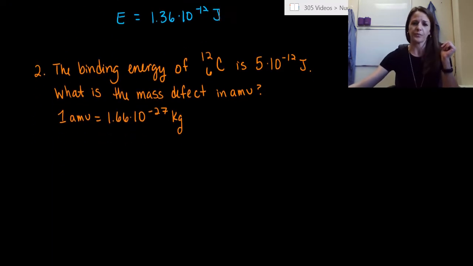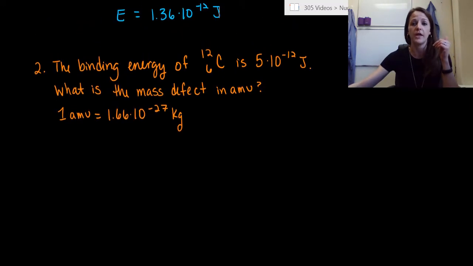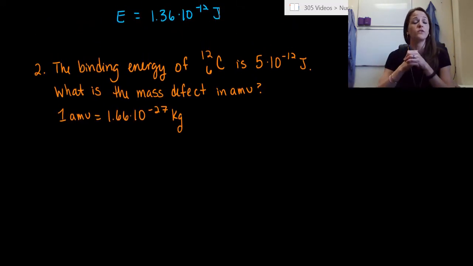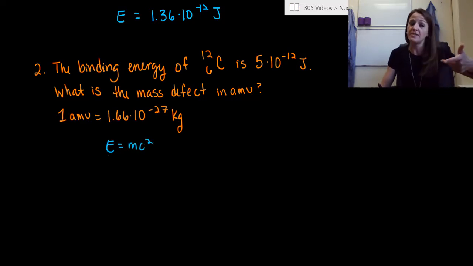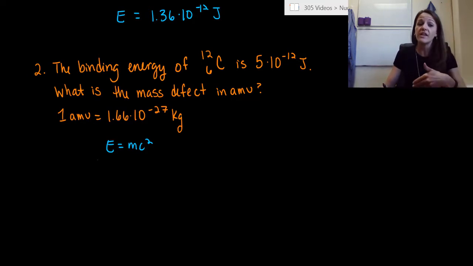Now let's try number 2. The binding energy of carbon is 5 times 10 to the negative 12th joules. What is the mass effect in AMU? Go. All right, let's work through this one together. So we have E is equal to mc squared. We always start with Einstein's theory of relativity. This time, it's the opposite of the first question. We're given an energy, and we're solving for our delta m. So I'm going to actually add my delta m in there for you.